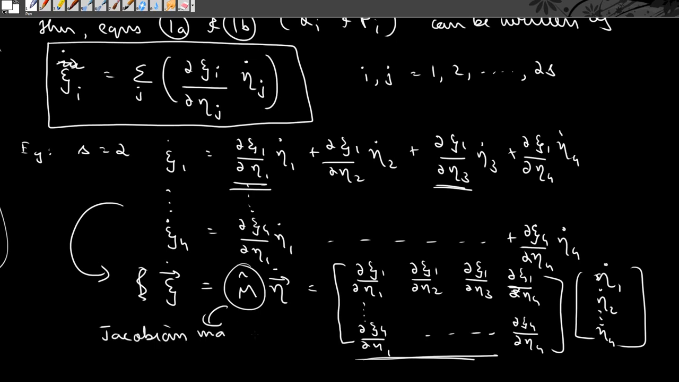The Jacobian matrix for the transformation. Because here our eta 1 is nothing but q1 and psi 1 is Q1. So basically the capital Q1 is a function of the small q's and p's. So for that transformation, this matrix is nothing but the Jacobian matrix for the transformation.